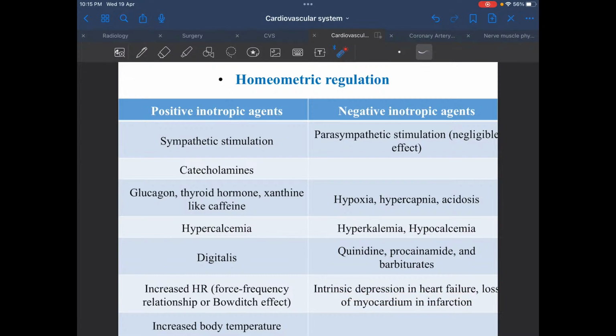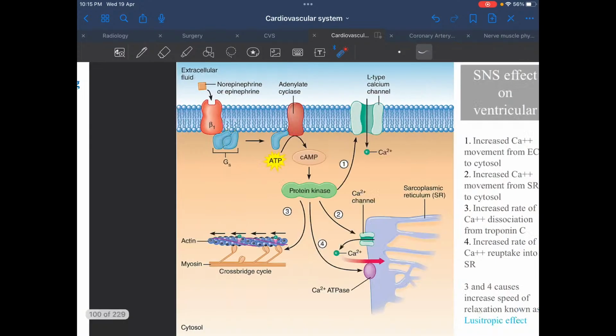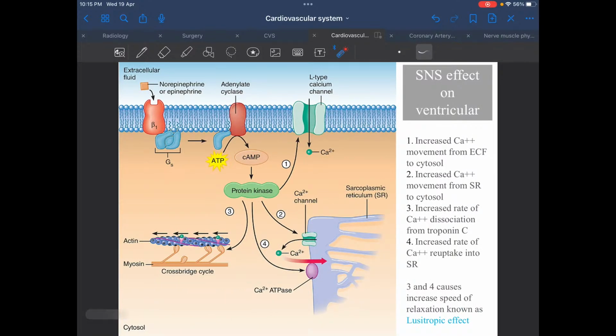Or loss of myocardial function, whether there's any cardiomyopathy or any myocardial diseases, myocarditis. So that is an intrinsic depression in your heart rate or your heart failure, mainly contractility is depressed. Okay? So we've already seen what are the effects of changes in the myocardial contractility on the Frank-Starling curve as well. Okay? Right. So these were the sympathetic nervous system effects.